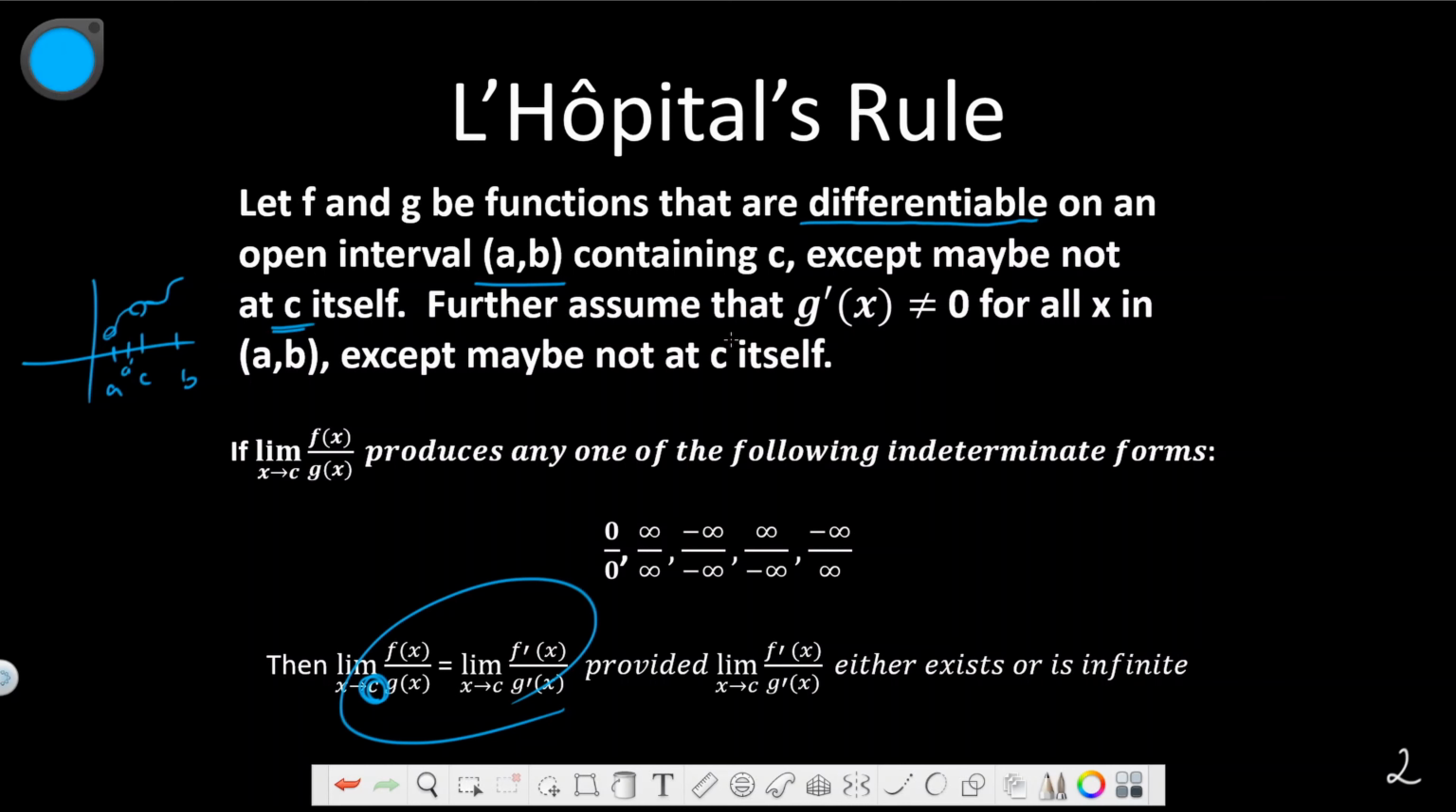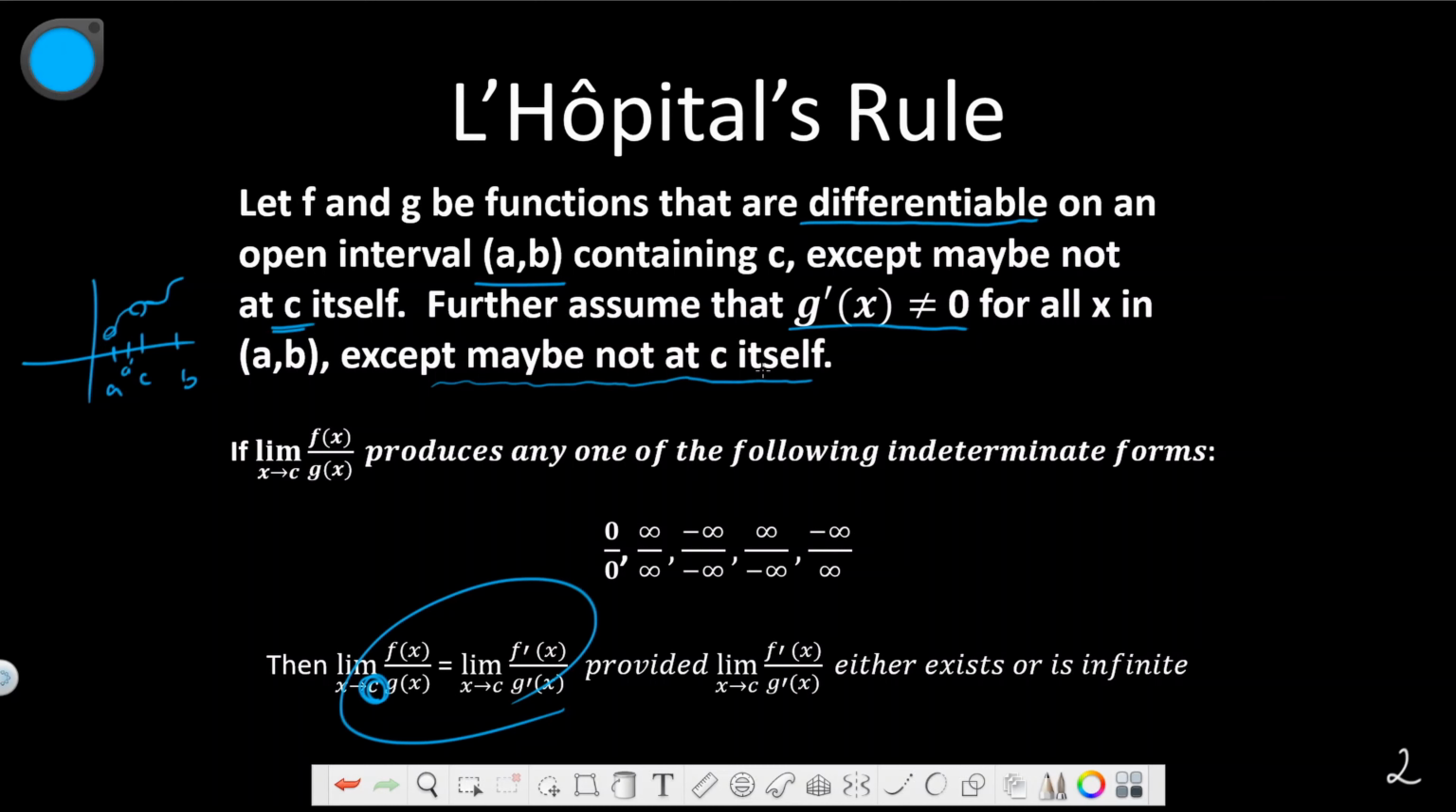We also need it to be the case that the derivative of g does not equal 0 for all x in (a, b). Once again, except at maybe c itself. We don't really care what's happening at the point c. We care about what's happening locally around the point c. So, if we're going to use this rule, that the limit of a ratio is equal to the limit of the derivatives' ratio, a very powerful rule, you'll see in a second, we just need these conditions to be in effect.